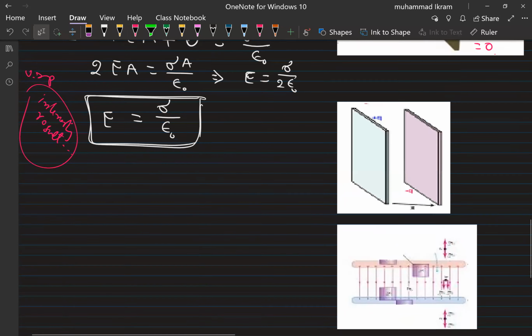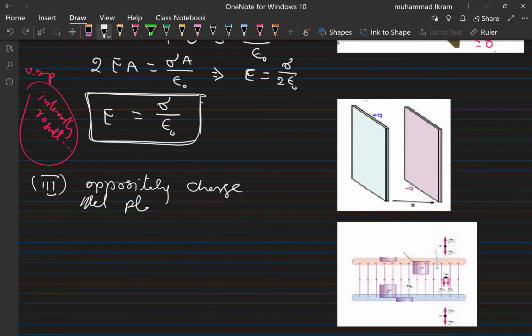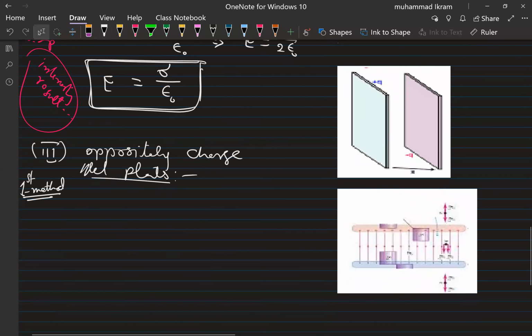The third case is that of oppositely charged parallel plates. Two methods I will solve. The first method is usually from your book. The second is a common sense method, using an application, and that I will tell you from my side.